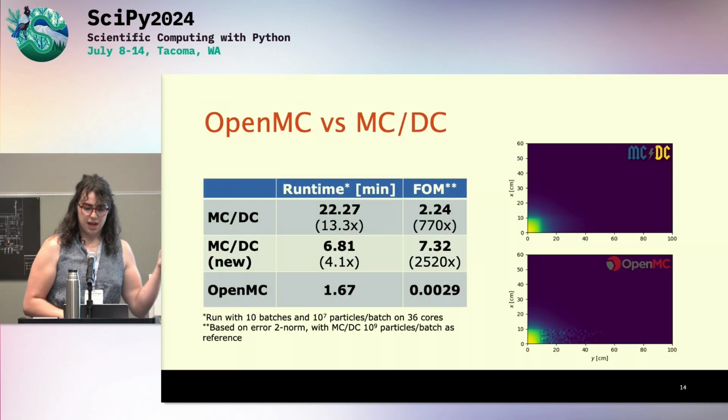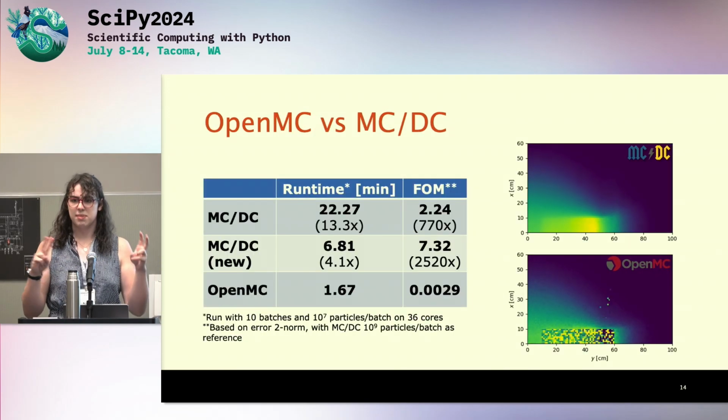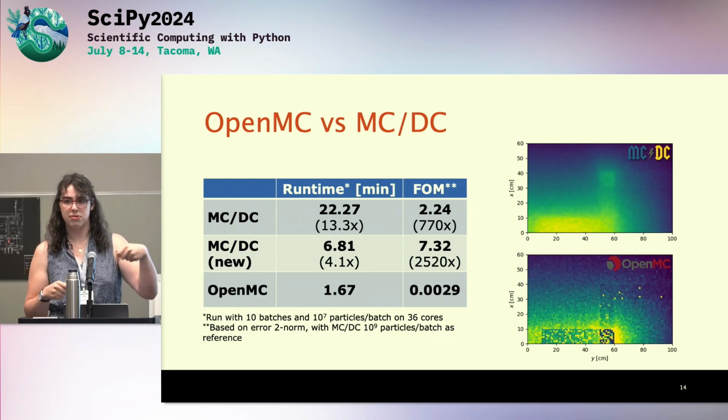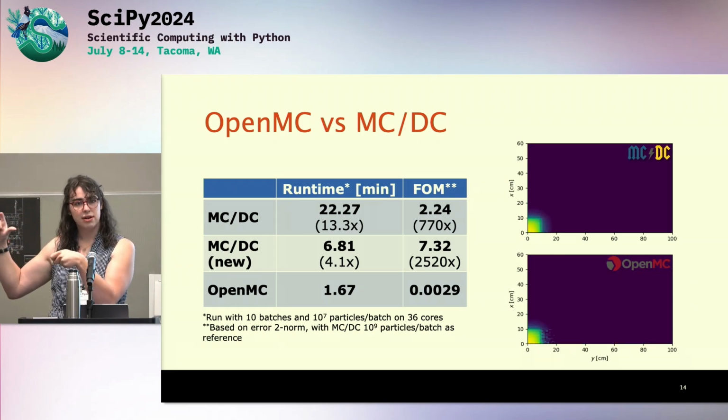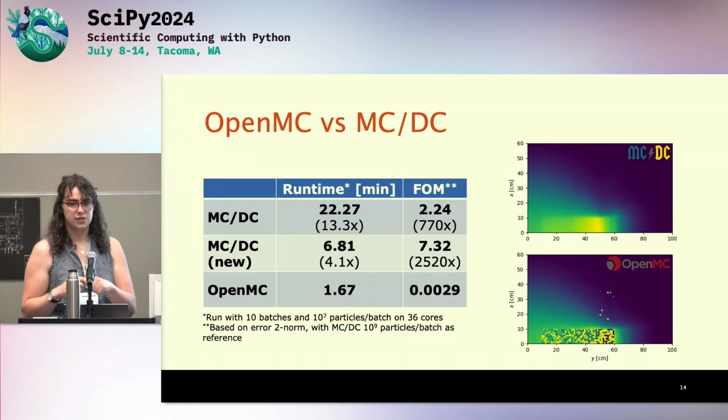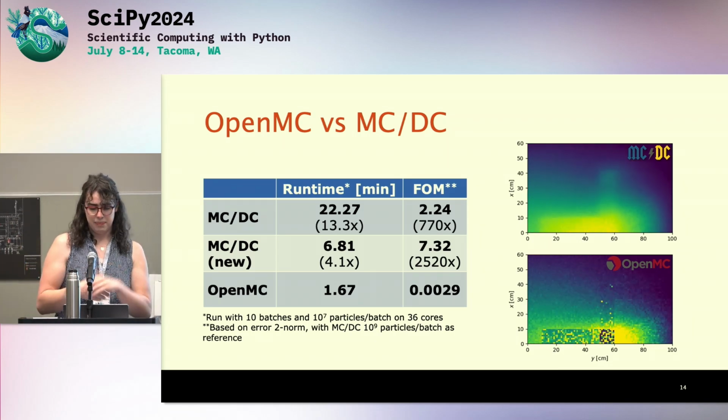This is a table of runtime and then something called figure of merit. Figure of merit is a term that takes into account both the statistical error from the Monte Carlo solution along with the actual runtime itself. So higher is better for figure of merit.